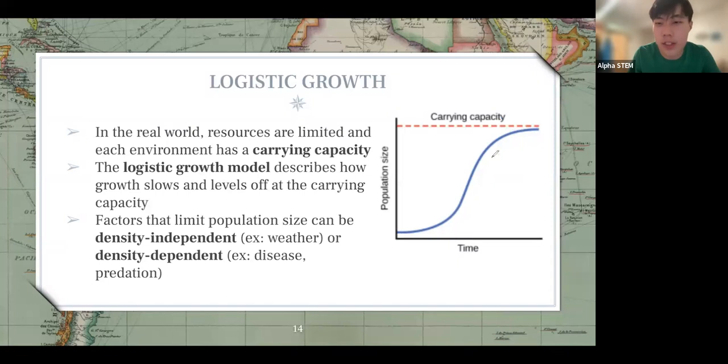We call the logistic growth model the S-shaped curve, and it looks something like this. It starts off looking pretty similar to the exponential curve, but then around the middle, it starts to switch and level off. The fastest growth rate would be at exactly half of the carrying capacity.